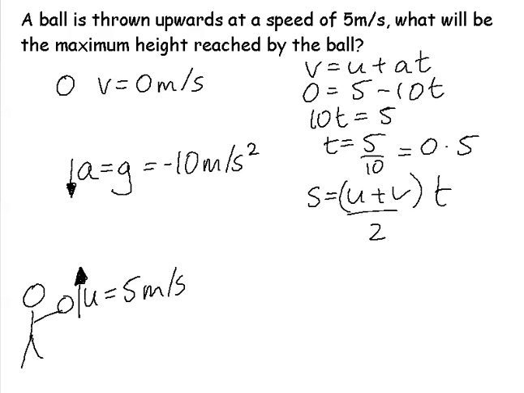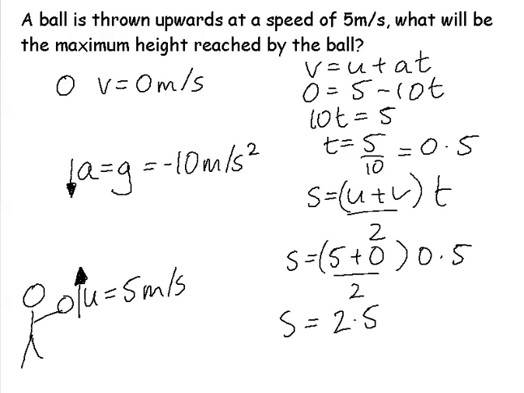We then put our values into this equation. So we have displacement equals average velocity, which is u, 5, plus v, 0, divided by 2, times t, which is 0.5. Displacement equals 5 plus 0 is just 5, divided by 2 is 2.5, times 0.5. Type that into your calculator and it gives the displacement is 1.25 meters.